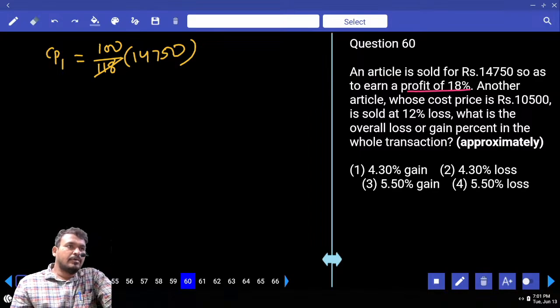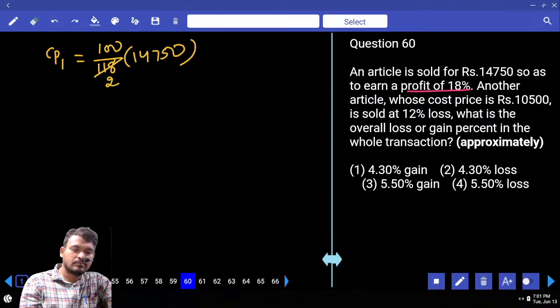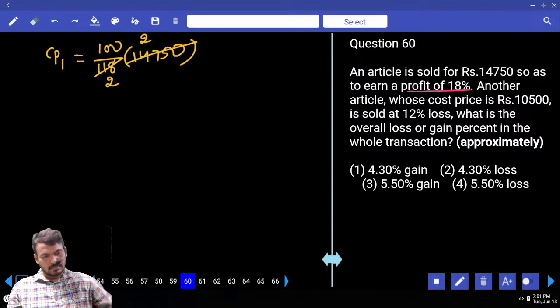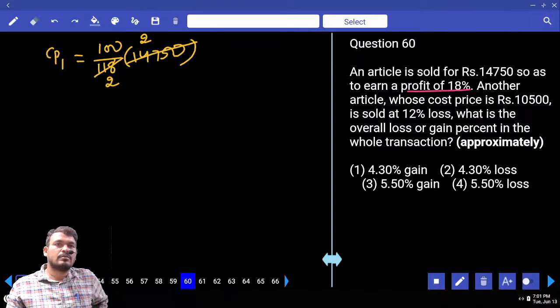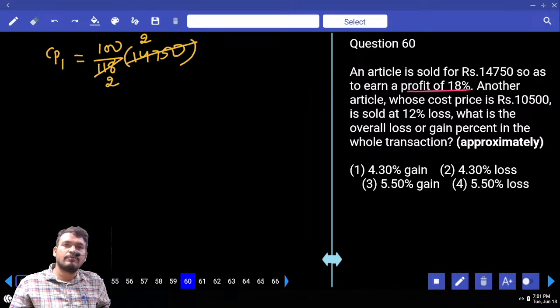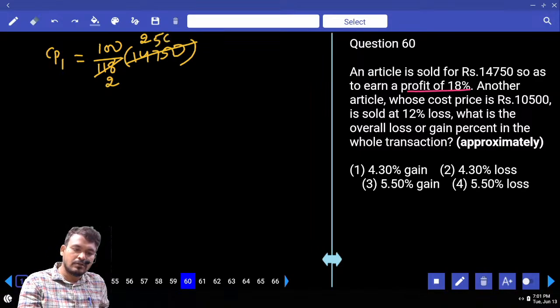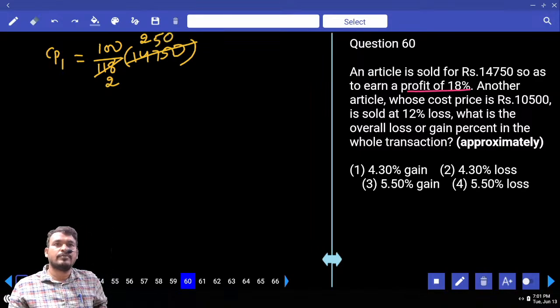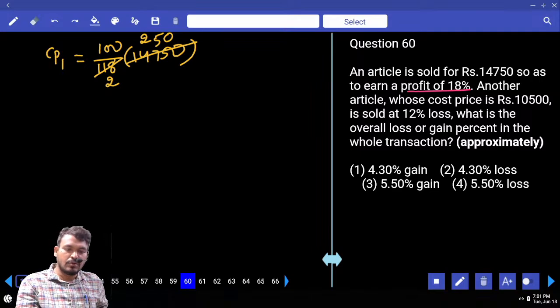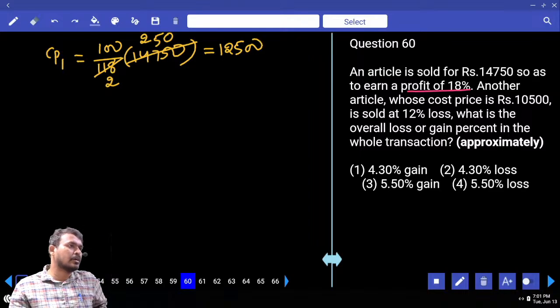What is half of 118? 59. 59 twos are 118. What is the remaining? 29. 29 means 295, how many times? 50. That is 25,000 divided by 2. How much? 12,500. That is the first one's cost price.